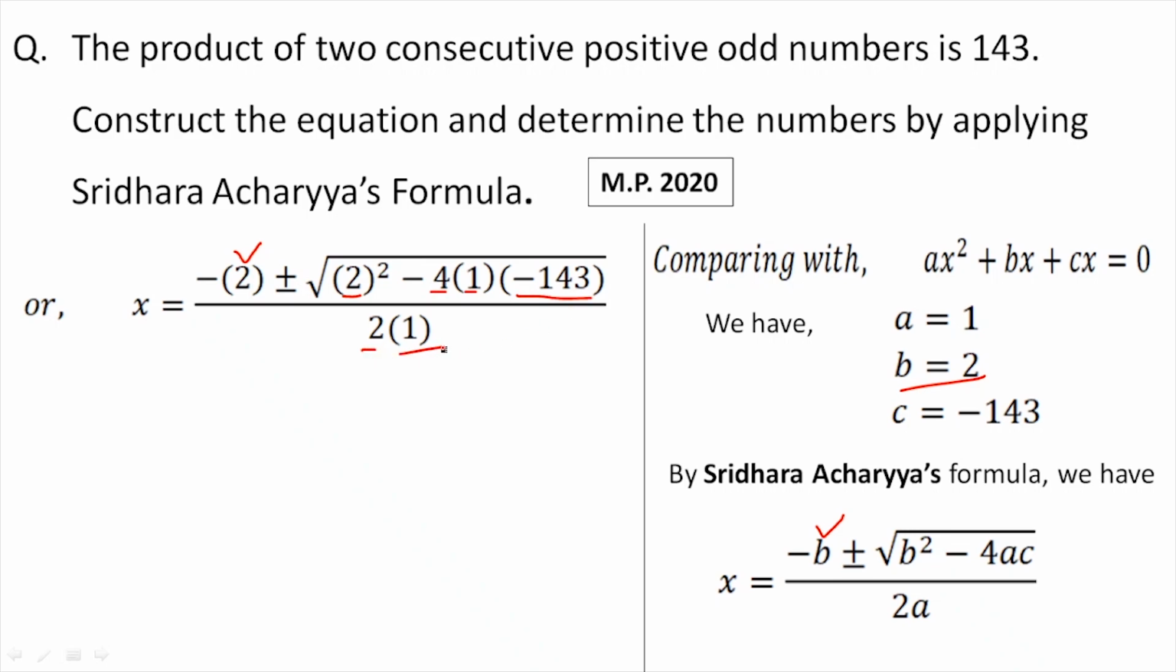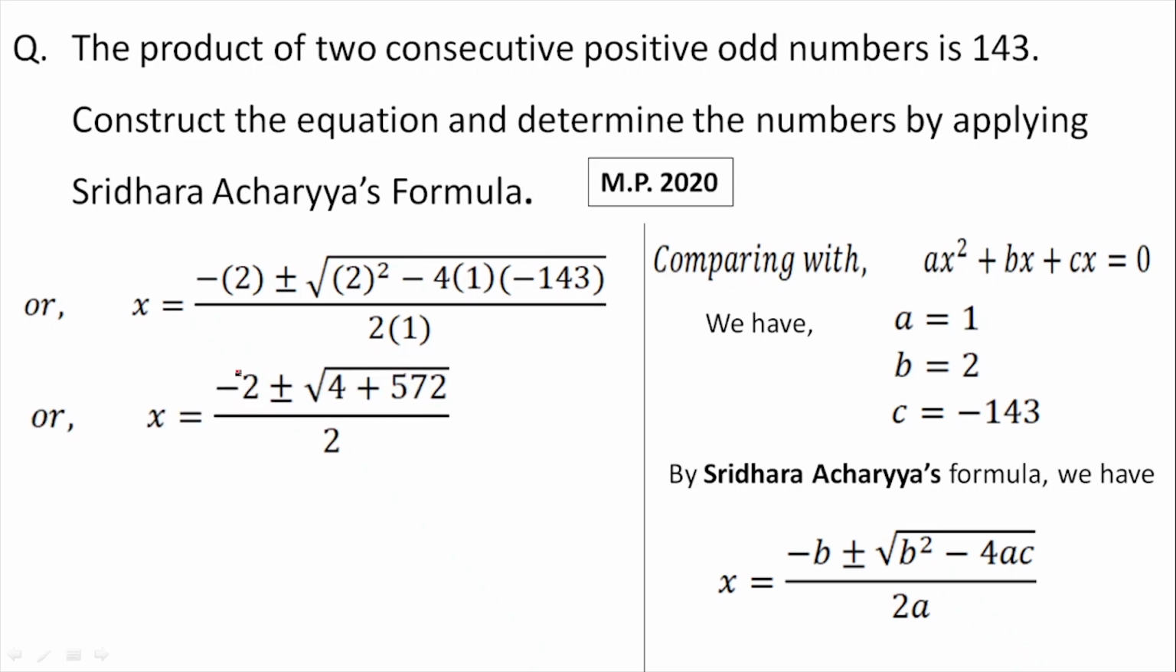Okay, so whenever you replace the value, try and use a bracket because it reduces the possibility of making an error. Always use a bracket. Now we'll open the bracket. Whenever you open a bracket, you need to multiply with the sign that is in front of the bracket. So minus into plus will give us minus. So 2 square is 4. 4 into 1 into 143 will give us 572, and 2 into 1 will give us 2. So this is what we get after multiplication.